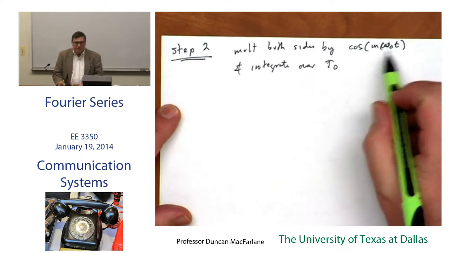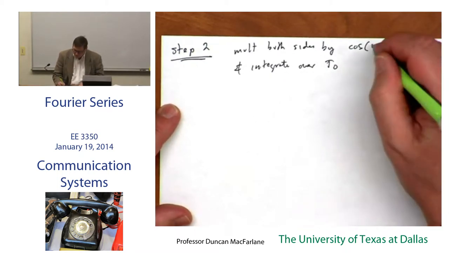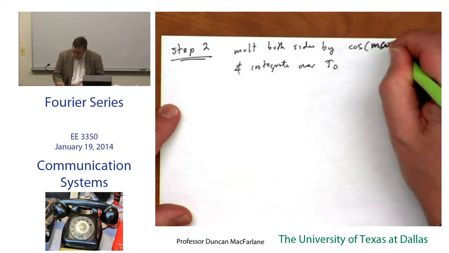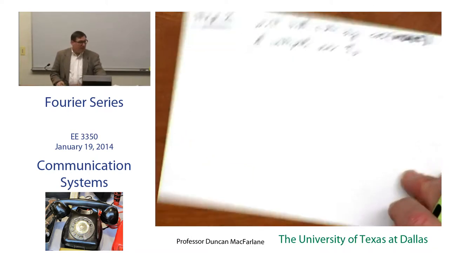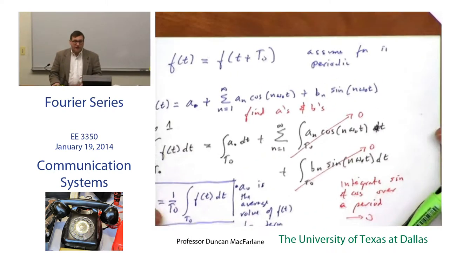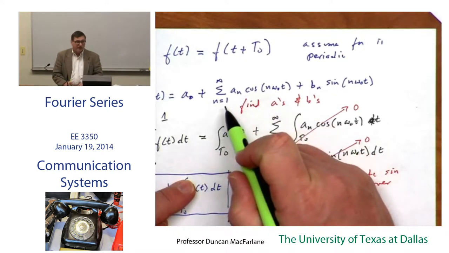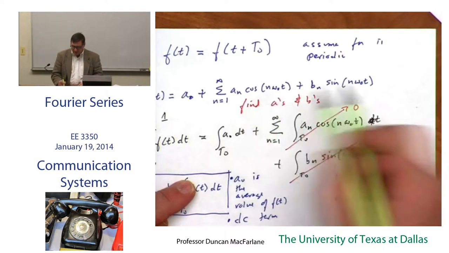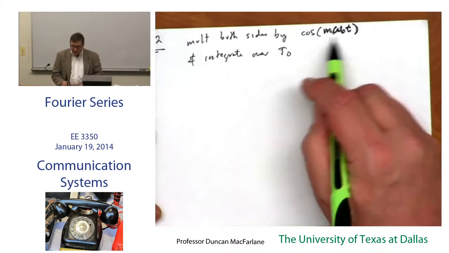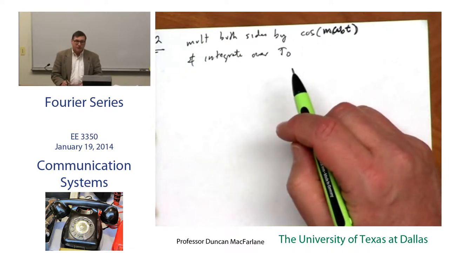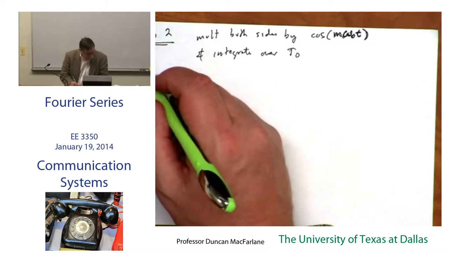Can you read that? Multiply both sides by the cosine of m omega naught t. Notice that this Fourier expansion, I wrote it in terms of the index n. So these are cosine of n omega naught t and the sines of n omega naught t. So I'm multiplying through by a cosine that can be a different harmonic of that series. And so now I integrate.